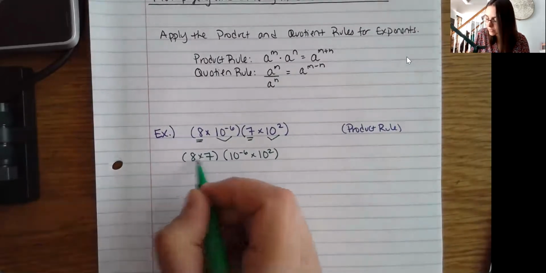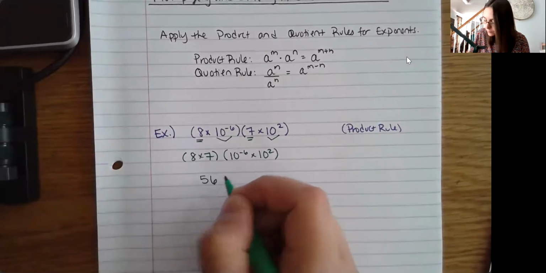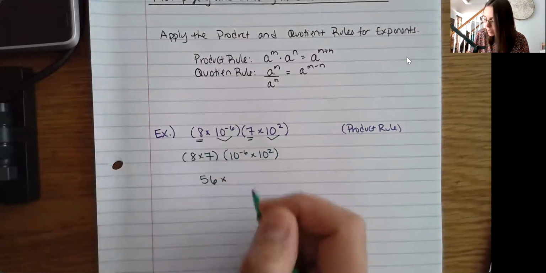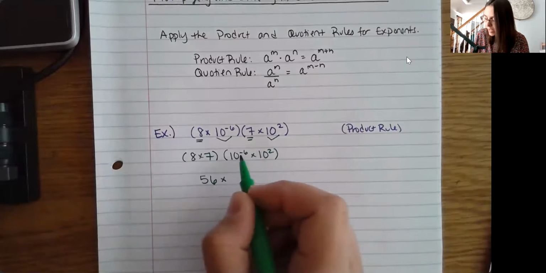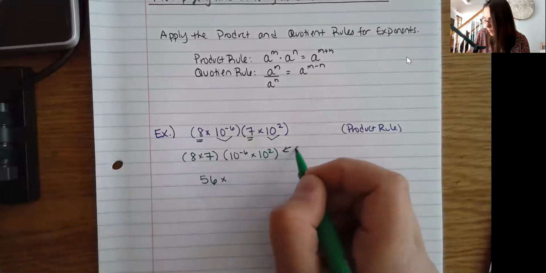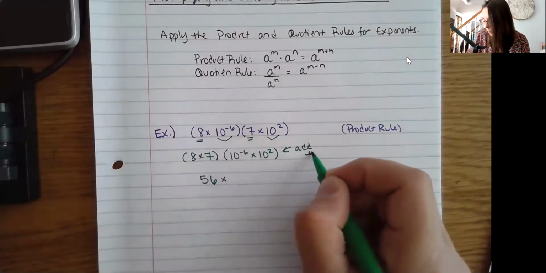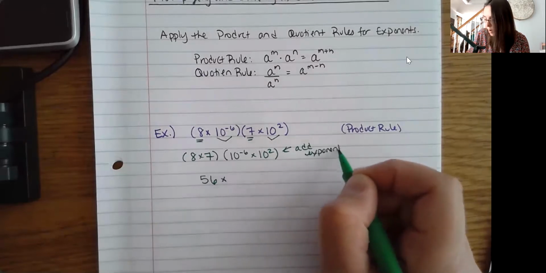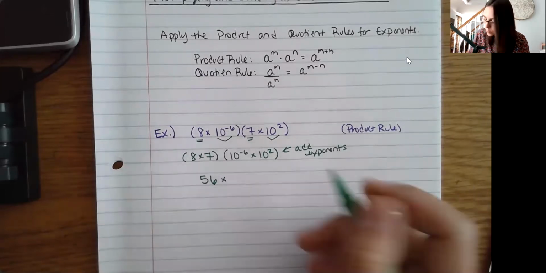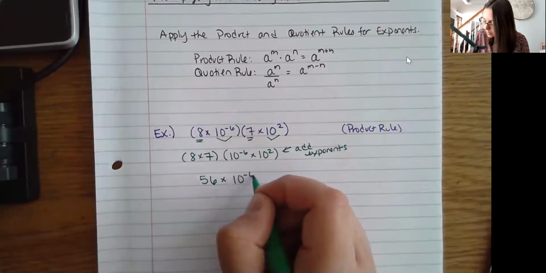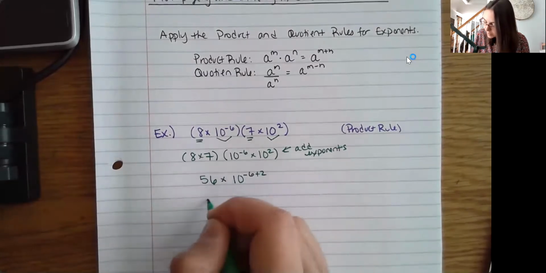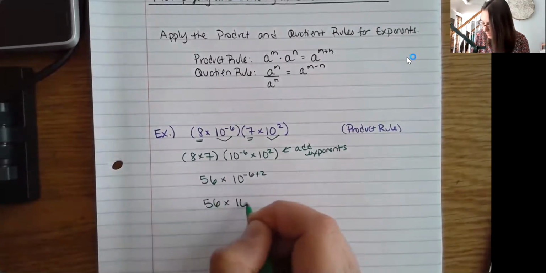So 8 times 7 is 56. And then here, if I'm multiplying, I'm going to add the exponents, which is what that product rule says to do. So it's going to be 10 to the negative 6 plus 2. And I get 56 times 10 to the negative 4.